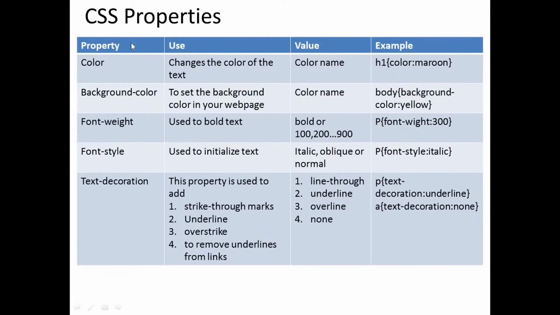So after that, see, these are the properties of the CSS. One by one we are going to see all its properties. Let's have the first one, color. What is the use of this? It changes the color of the text. Value will be the color name. Example: h1 color maroon, meaning I am applying on heading 1 the color maroon. So let's see.